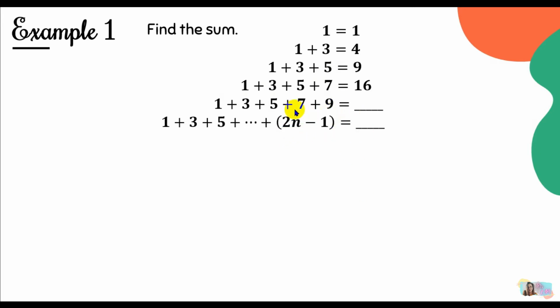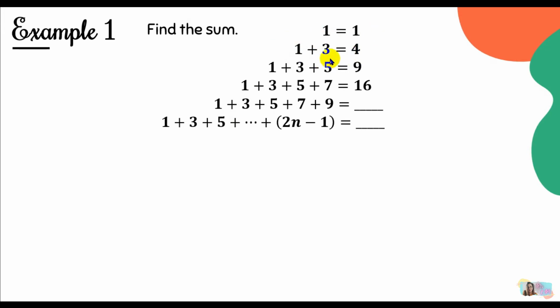Now, I know you can add it using your calculator, but we are asking for the conjecture or conclusion. Paano nga ba tayo makakapag-form ng conclusion kapag madami na tayong odd numbers na i-add? So, iisa-isahin pa ba natin? Let's look at the given odd numbers here. 1 is equal to 1. And then we have 1 plus 3 is equal to 4.